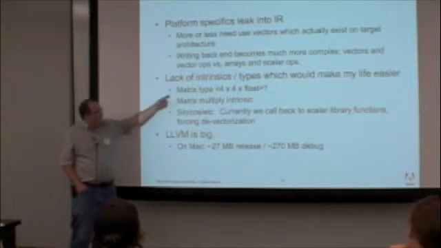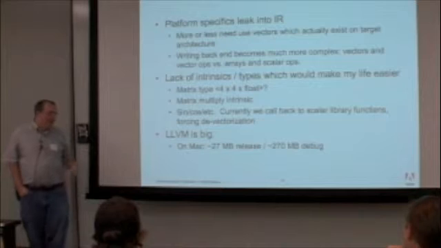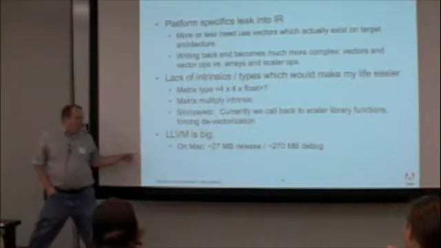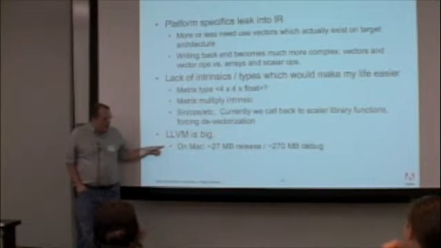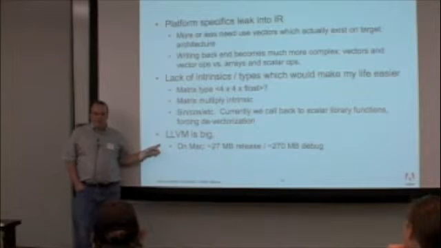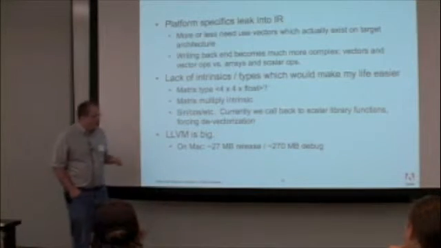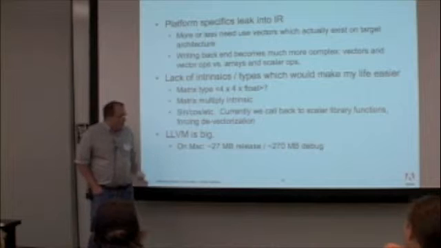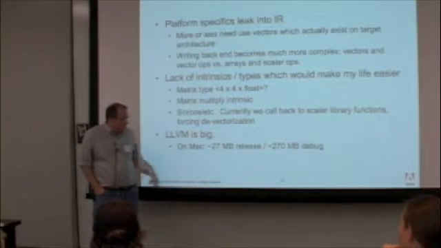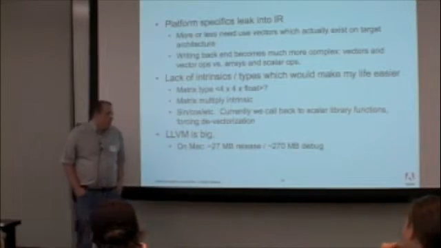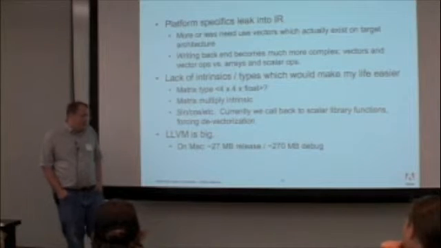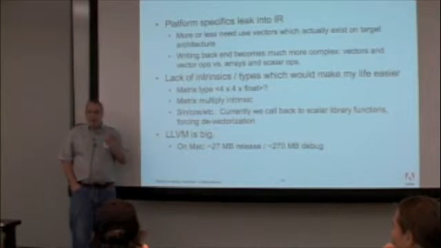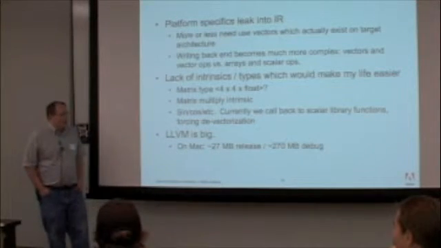And I'd love more matrix support, but anyway. Somebody was very incredulous about this statement: this is all the libraries on my system. Now maybe I'm compiling it not as well as I should, but LLVM is kind of big, at least on my system. This is on the Mac. It's 27 megabytes of libraries for the release build, and 270 for the debug build. And clients take notice of that when they see it.